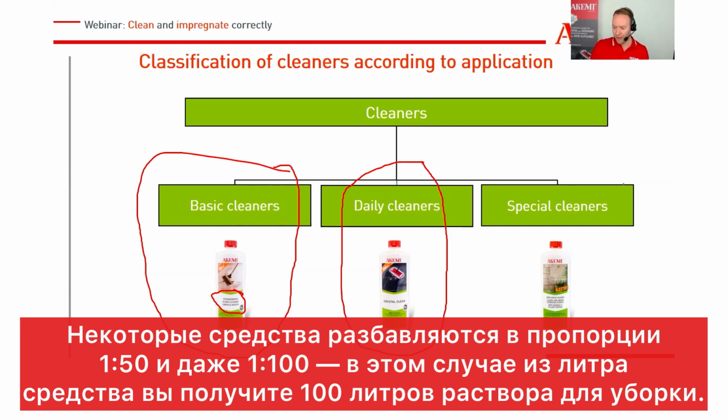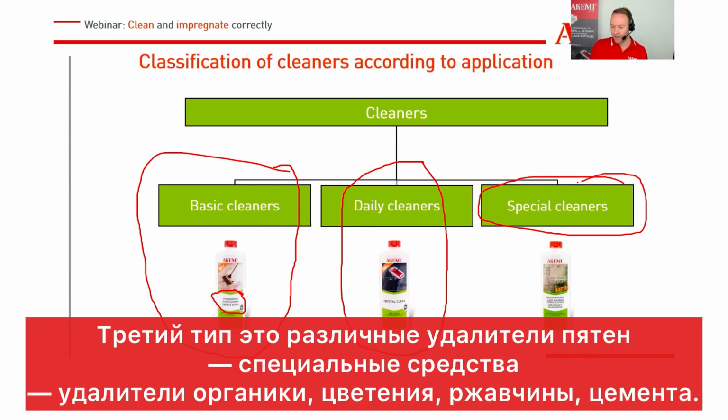And then we have the so-called stain removers, special cleaners. They are here for all organic stainings, special oil stainings. What else? Some rust stainings which you can remove, some concrete film which you have to remove. Here we are with these special cleaners.